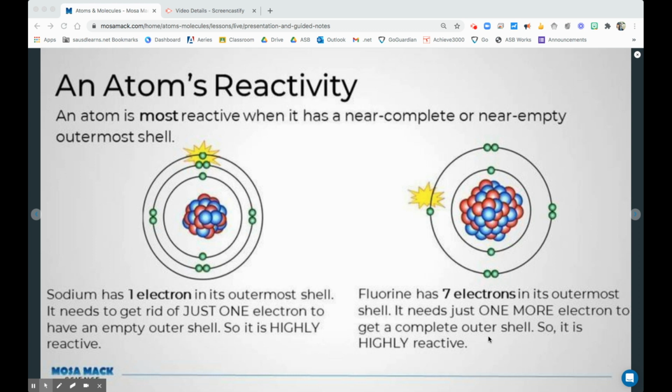I want you guys to pause right now and answer question 10. When is an atom most reactive?